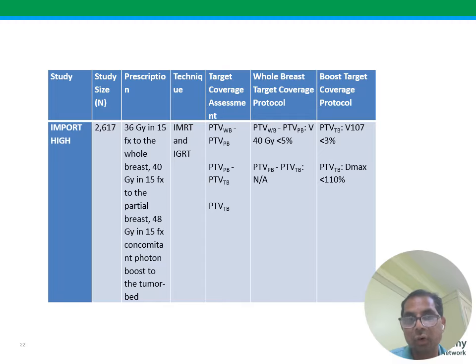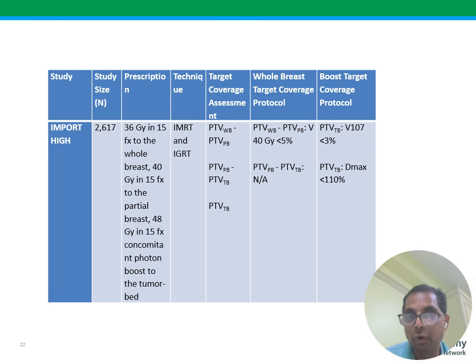So 36 gray to the whole breast, 40 gray to the high risk partial breast, and 48 gray to the boost volume. And their boost volume of surgical bed plus 5 mm is much smaller than the RTOG. At the same time, the RTOG SIB study did not define any dose homogeneity. But this protocol did define.